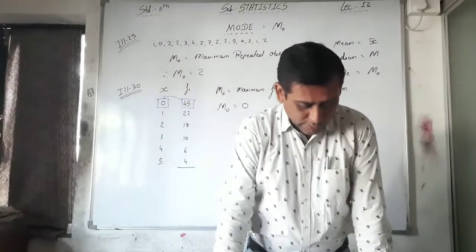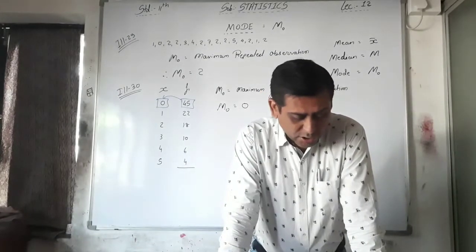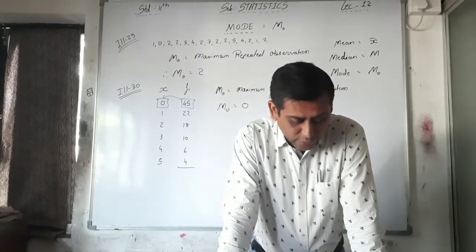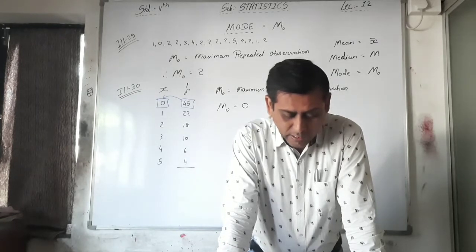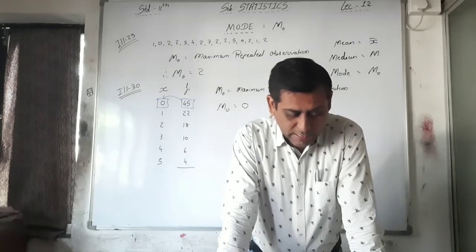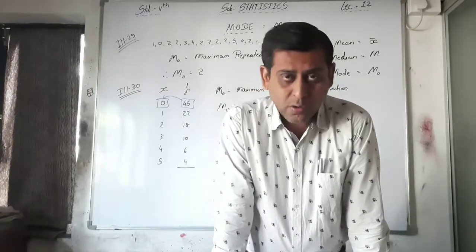Okay, now see, next illustration, that is illustration number 31. The number of trips made by 24 taxi drivers in a day are shown in the following data. Find the modal number of trips. Modal number, that means here you have to find the mode.